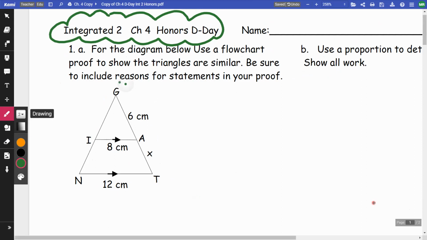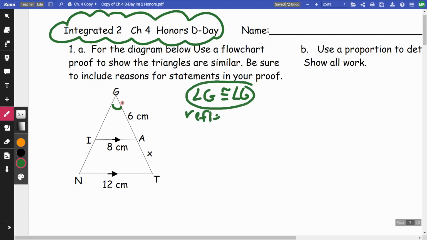So the first thing I notice is this angle G here. This angle G is in triangle GIA and it's in triangle GNT. So that is going to be the first thing that I'm going to talk about. I'm going to say angle G is congruent to angle G because of the reflexive property.